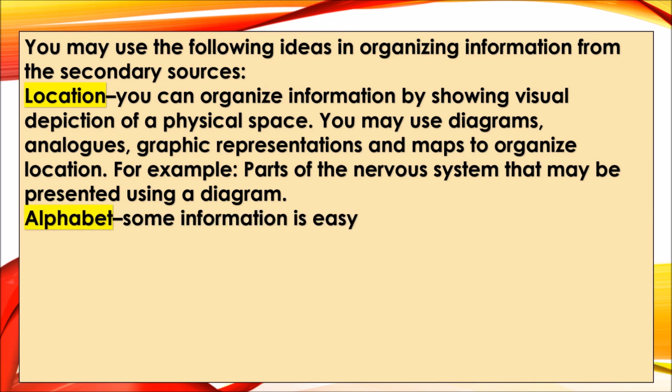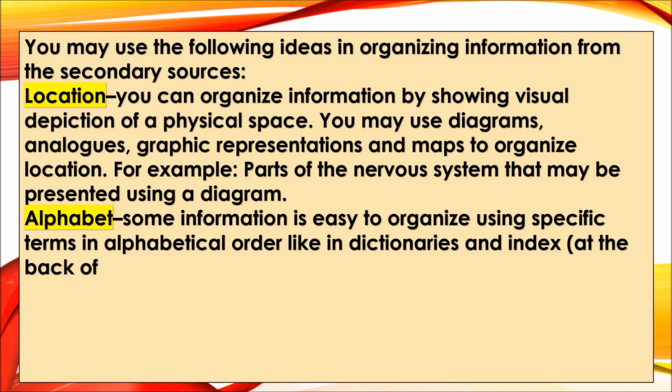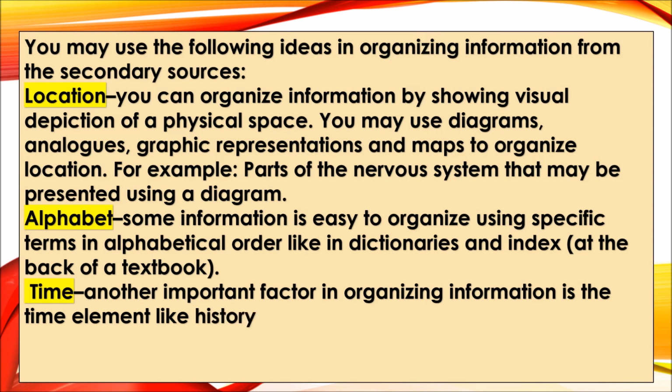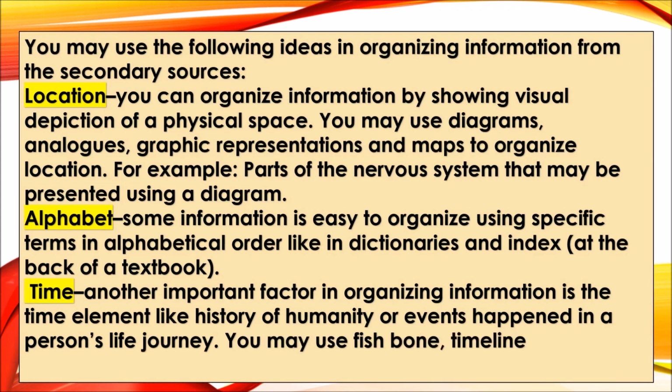Alphabet. Some information is easy to organize using specific terms in alphabetical order, like in dictionaries and the index at the back of a textbook. Time. Another important factor in organizing information is the time element, like the history of humanity or events that happen in a person's life journey. You may use fishbone, timeline, steps, and cycle graphic organizers.